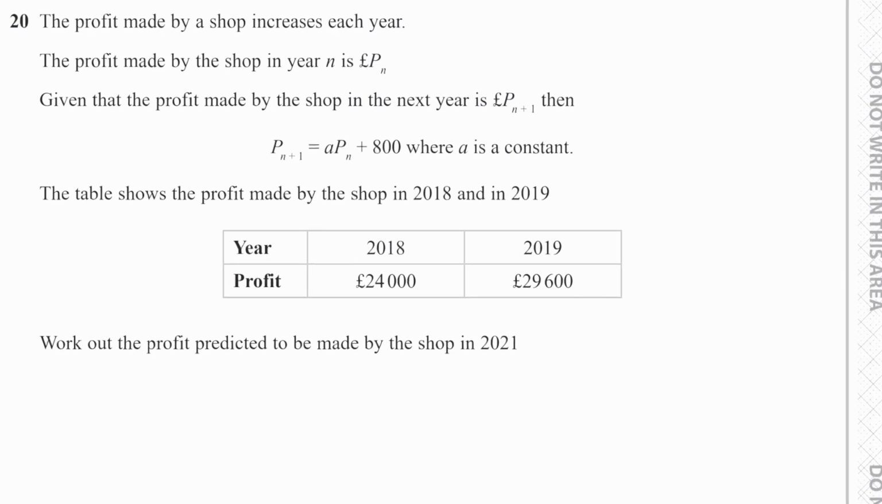Okay, question 20. The profit made by a shop increases each year. The profit made by the shop in year n is Pn pounds.